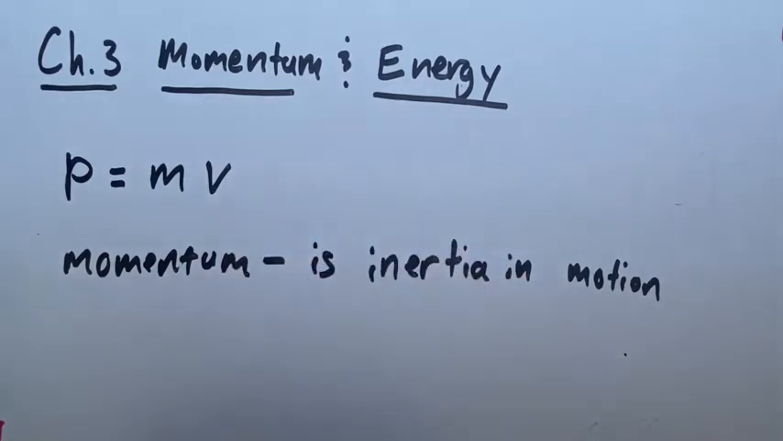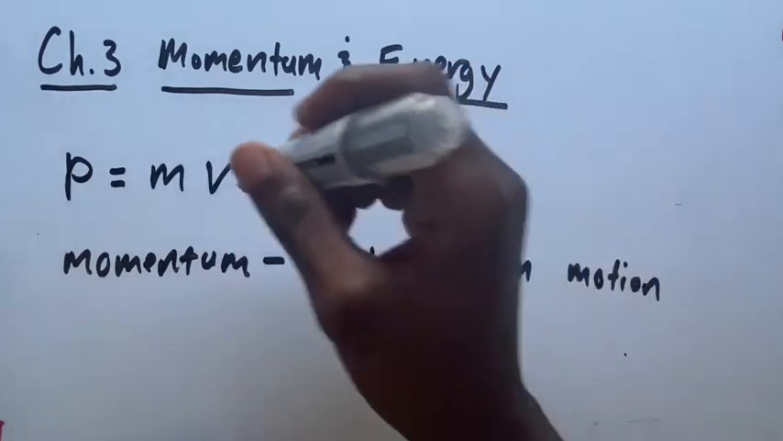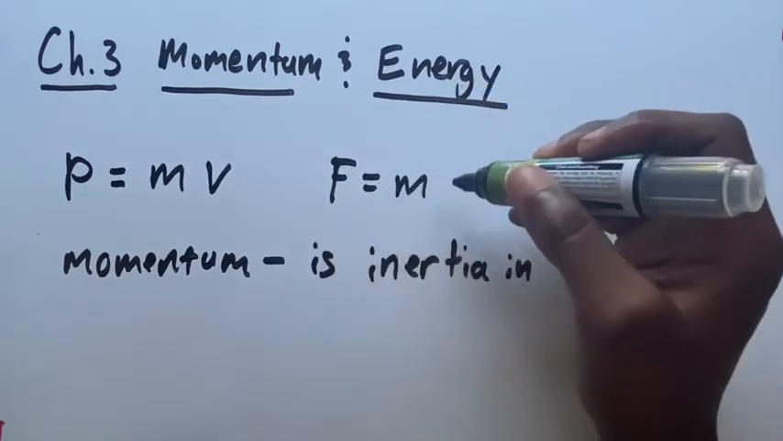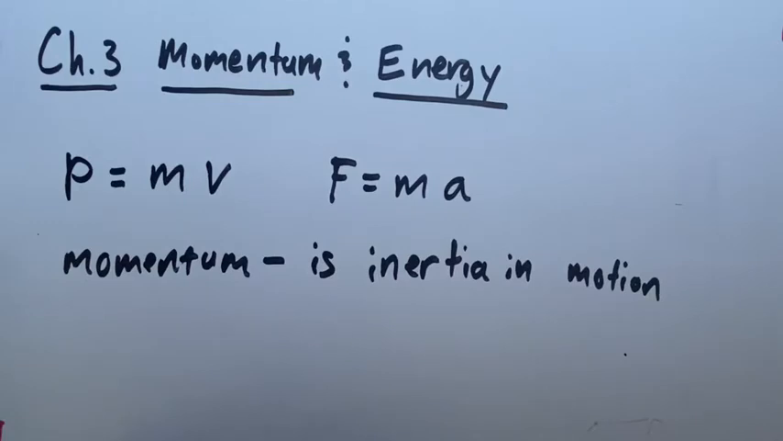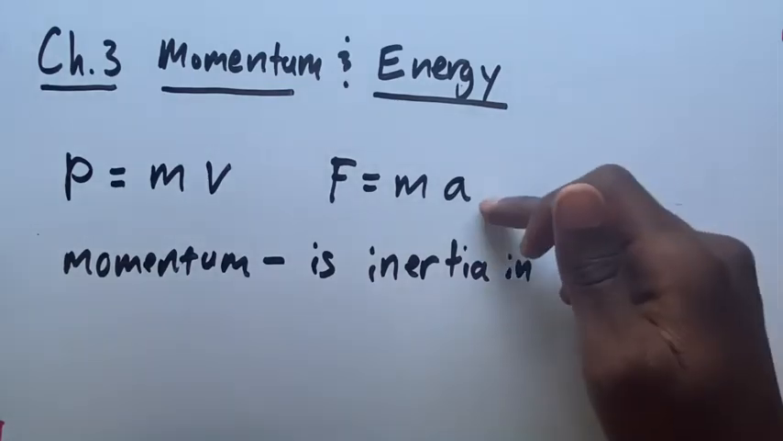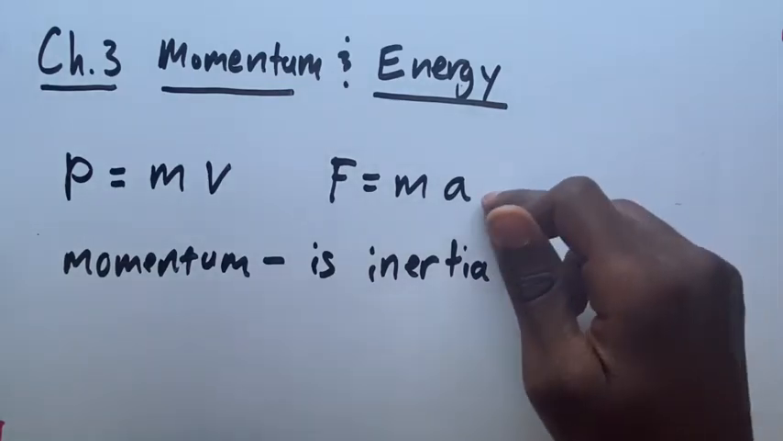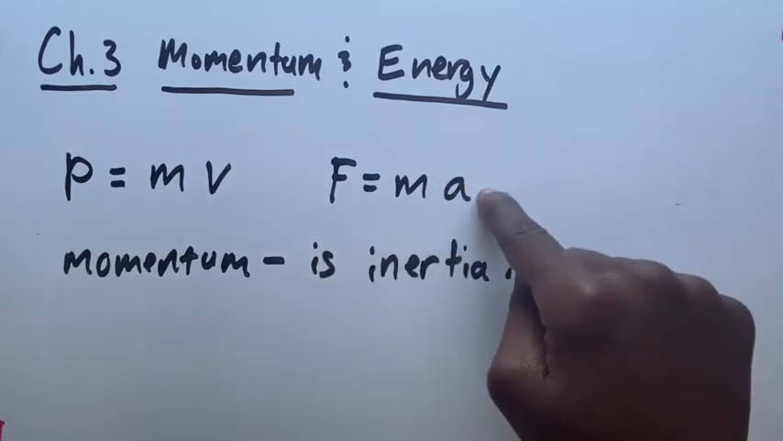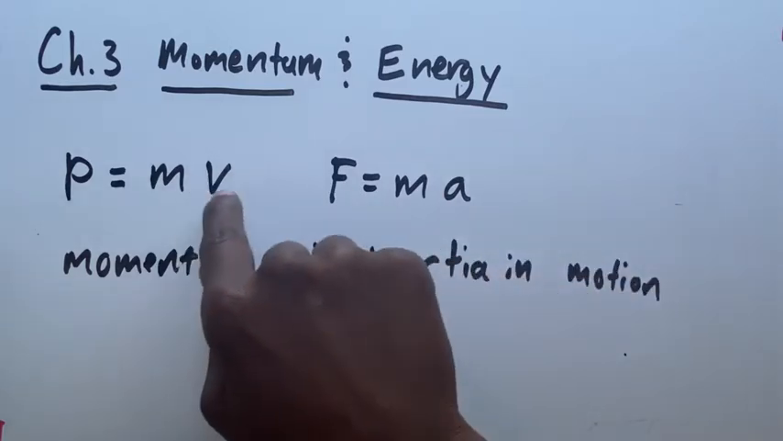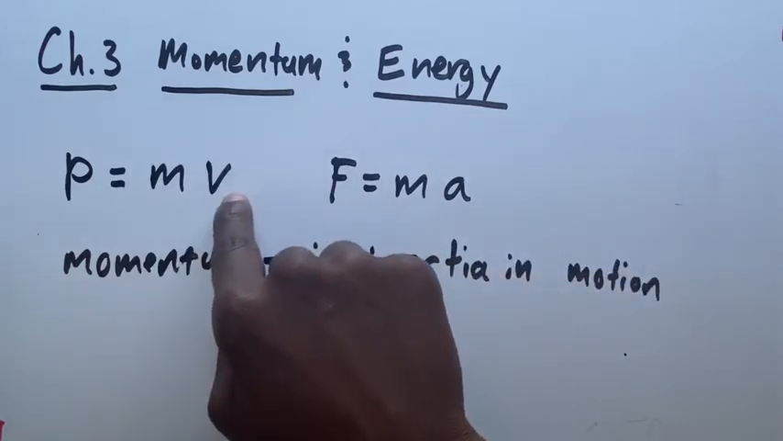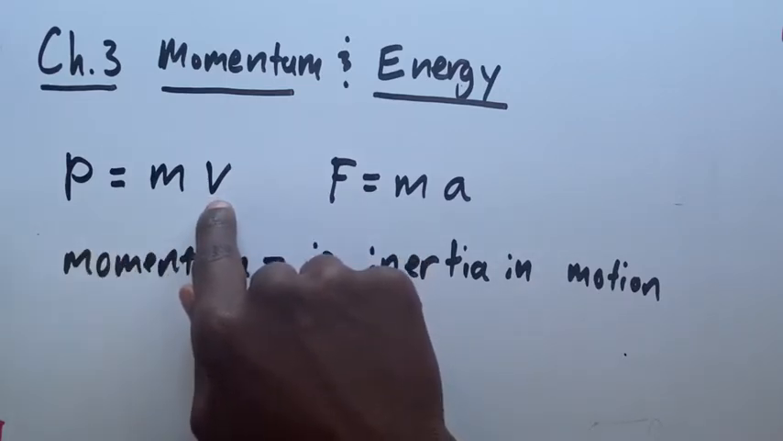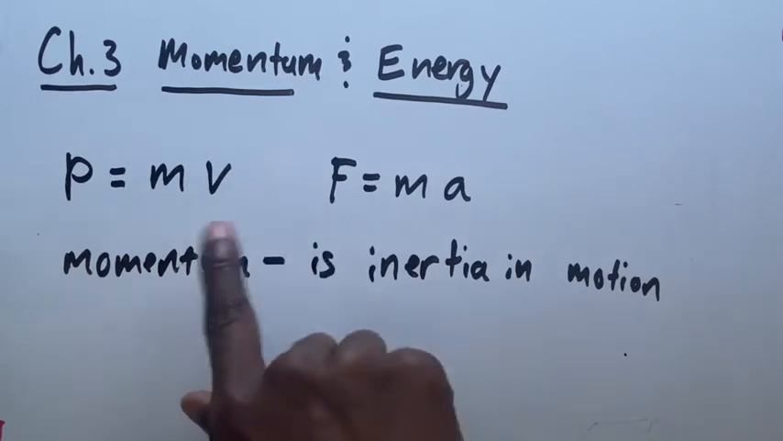But notice it's a little bit different from force, where force is given by mass times acceleration. So if a mass is accelerating, then it must have some force applied to it so that it can accelerate or change velocity. But if some mass just has some velocity, then it has some momentum. So very similar, but different concepts here.